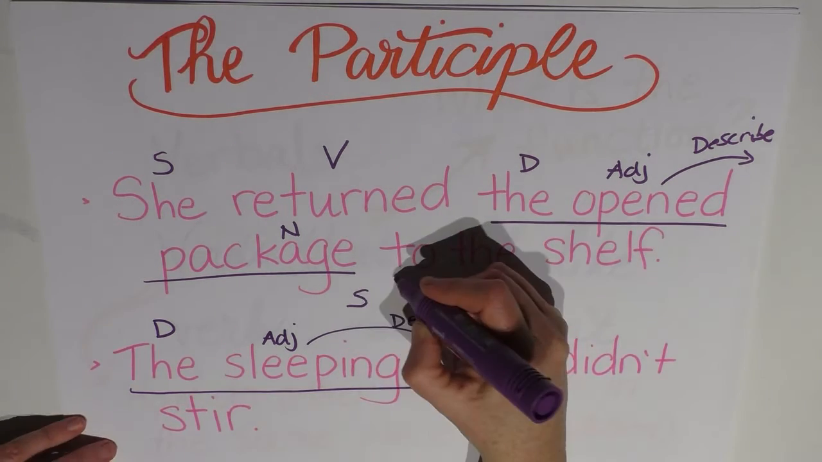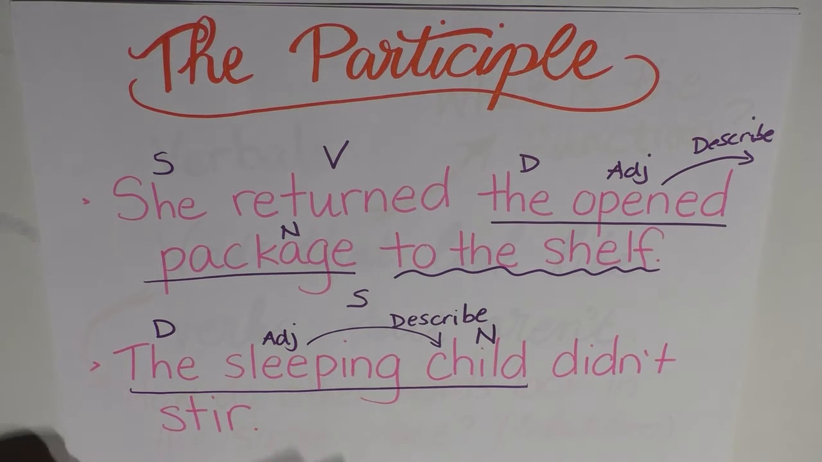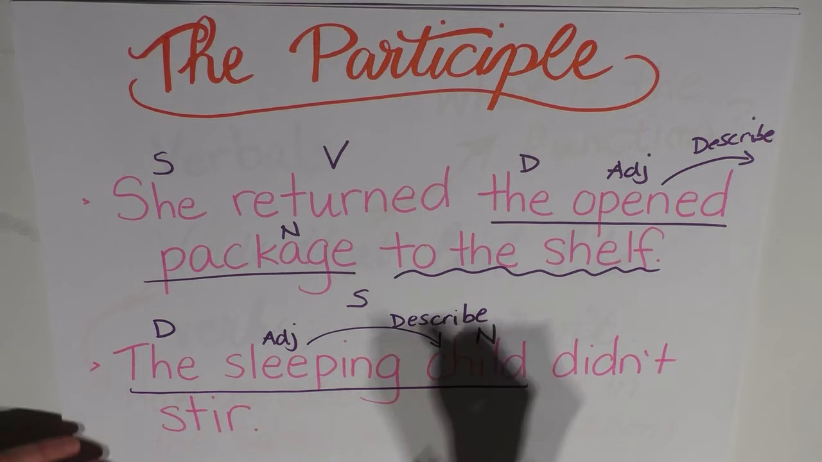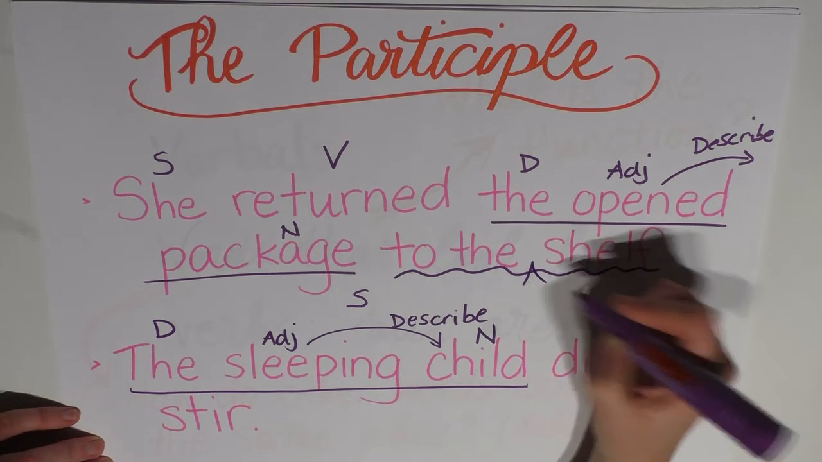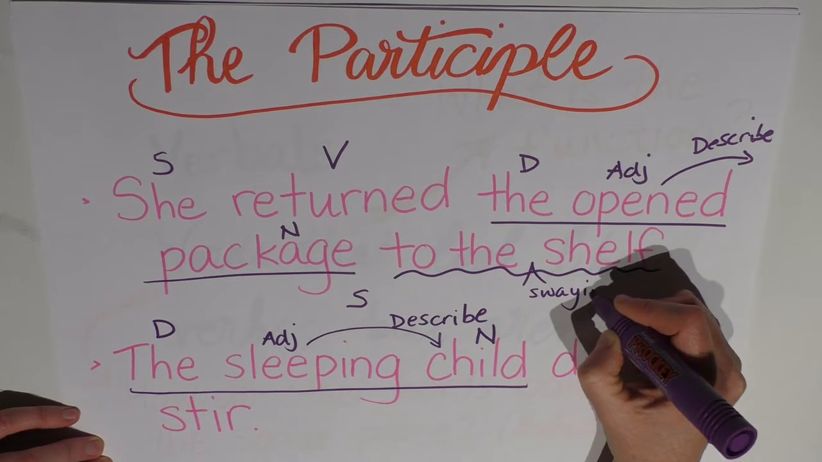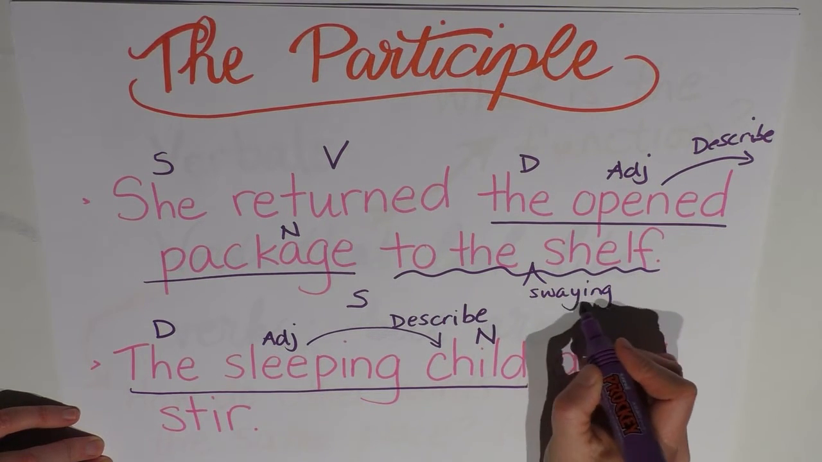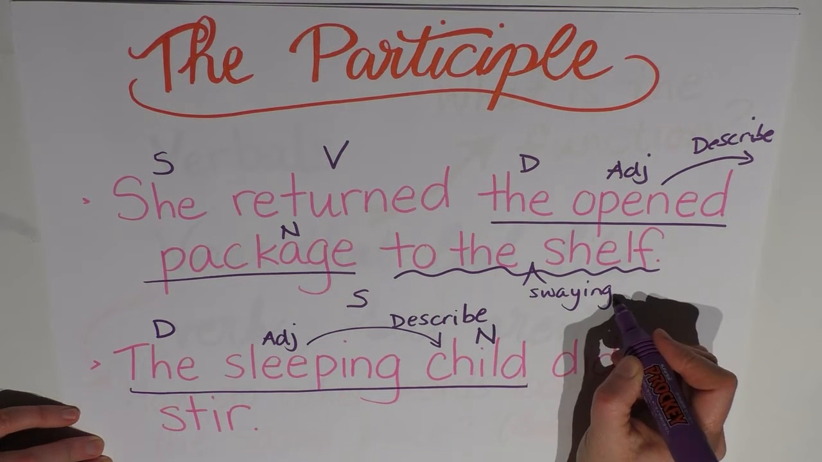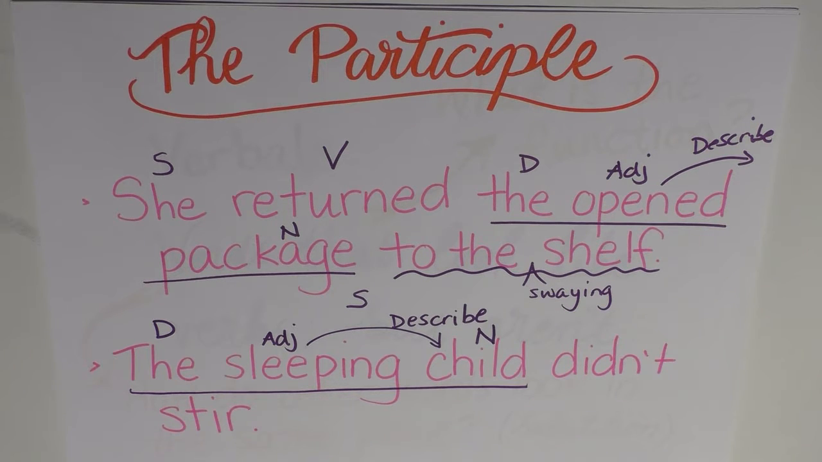And finally we have "to the shelf" here, which is an adverbial. We could put "to the swaying shelf." Oh, the shelf is swaying. And in this instance, "swaying" is not a verb, but it's a present participle describing the shelf.